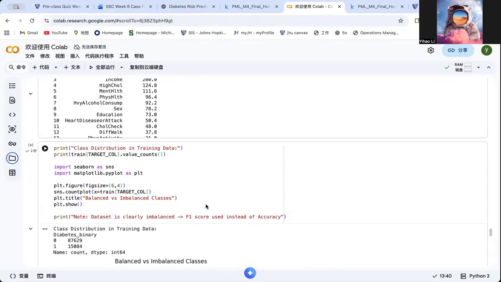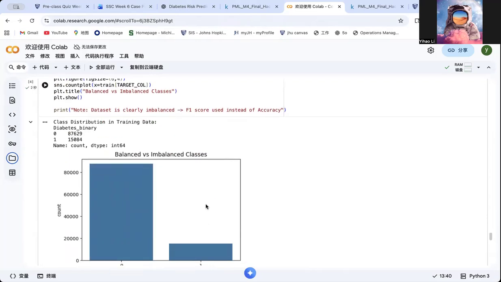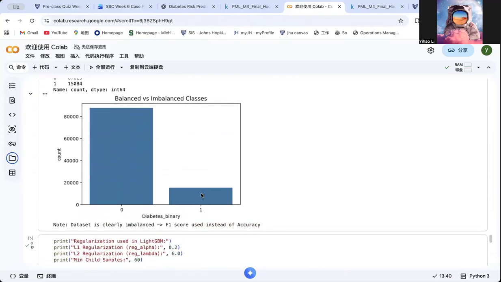non-diabetic. So we chose to evaluate our model performance using the F1 score, which balances both precision and recall. You can see the graph. This is especially important in healthcare prediction tasks, where identifying true positive cases is critical.